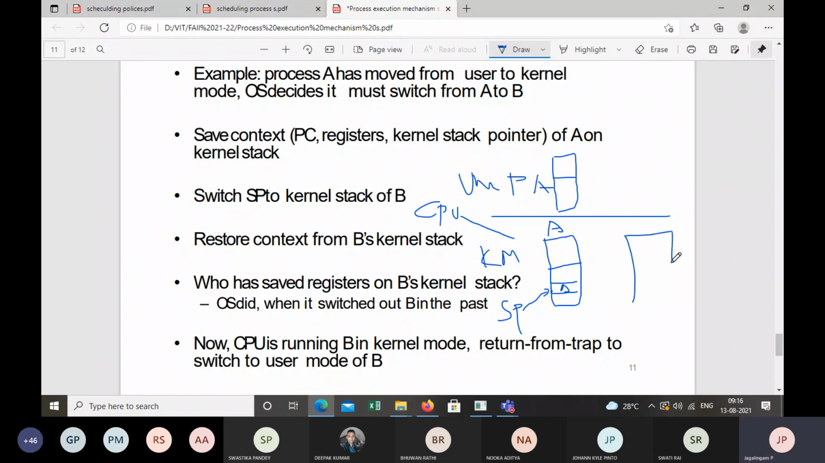In the kernel mode, we have a memory image of process B. Let's say we have a memory image of process B. Now our operating system decides to move from process A to process B. So you have a stack pointer. Initially, the stack pointer points to the kernel stack of A. When the operating system decides to move from process A to process B, the stack pointer will be pointing to the stack of process B.